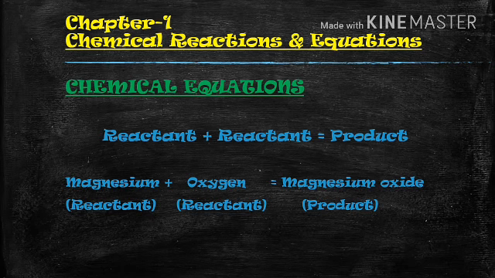There are two types of ingredients, the first one called reactants and the second one called products. When two reactants combine together, they give a product. So for example, when magnesium and oxygen combine together, they give magnesium oxide. Here magnesium is a reactant, oxygen is a reactant, and they give a product which is magnesium oxide.